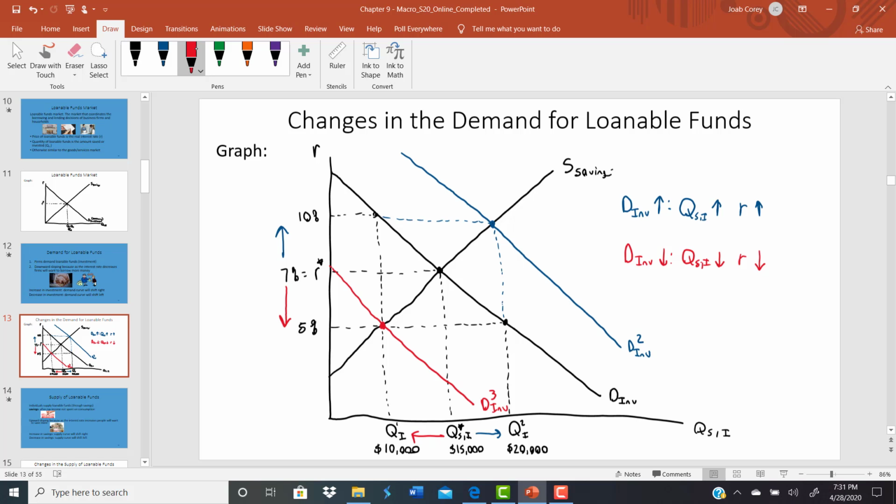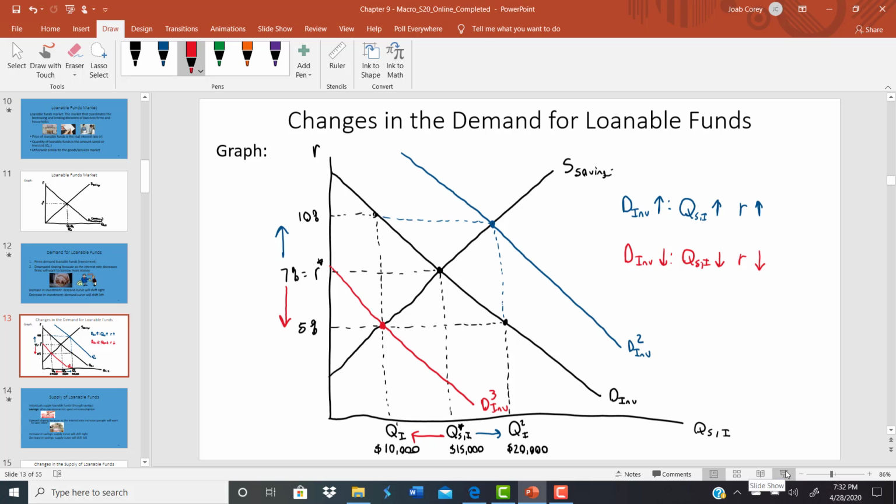So again, if you haven't memorized it already, just remember that whenever demand changes, both quantity and price move in the same direction, whether we're talking about the quantity and price of goods and services, the quantity and price of labor, which we call the employment and wage rate, or the quantity and price of loanable funds, which again is just the quantity of money saved and invested and the real interest rate. So again, it works the same in all those cases.